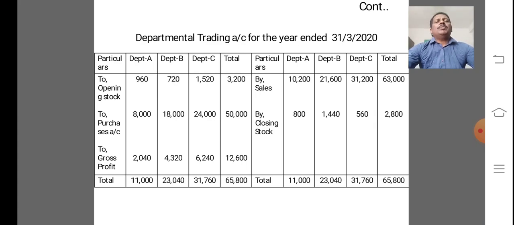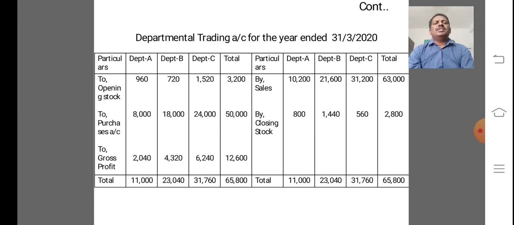By closing stock 800 for A, 1,440 for B and 560 for C, and total closing stock of the 3 departments is equal to 2,800. So credit side total for A department is 11,000, B is 22,340, C is 31,760 and total 65,800.